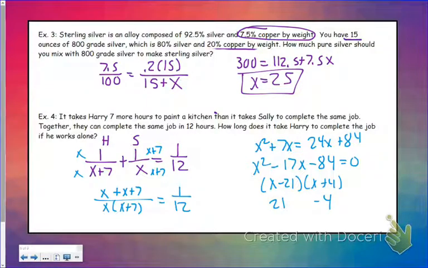Okay, even though -4 works out algebraically, it does not make sense for the problem because it's not going to take you a negative amount of time to do a job. Now, 21 works for our x value, but again, we always need to make sure you answer the question that was asked. So what was asked was how long does it take Harry to complete that job? To figure out how long it takes him, remember, he takes 7 more hours than Sally does, and Sally was our x. So that means it's going to take Harry 21 plus 7, which is 28 hours.